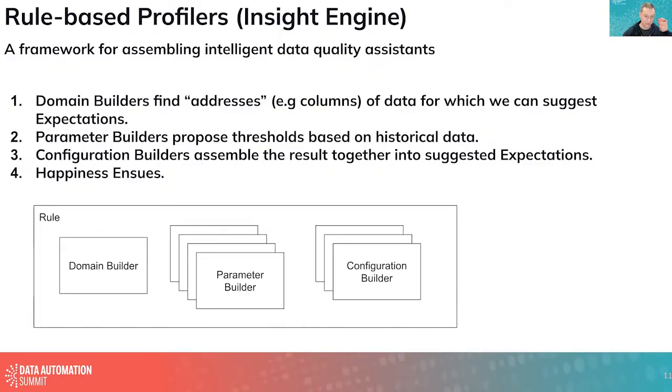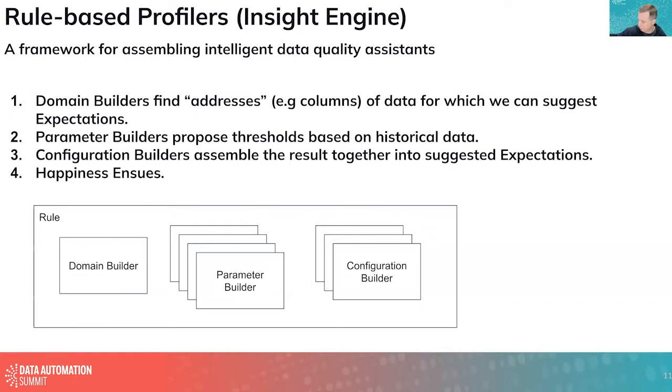And then finally, configuration builders take the information we have about the domain and about parameters, assemble it together, and create expectations or metrics that really describe the data and help you get insight more quickly as you're working with it. So this collection of a domain builder, some parameter builders, and a configuration builder, you call that a rule, and multiple rules can be put together as well in order to create the profile of a new data set.